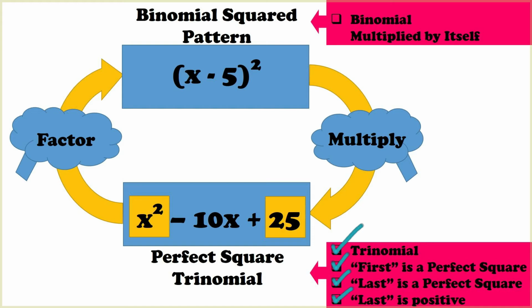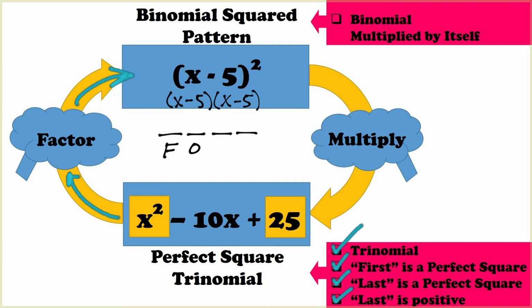It's positive 25. So if we want to factor this perfect square trinomial, we follow the path this way, and our answer will be x minus 5 times x minus 5, or x minus 5 squared. So we're going to check this by foiling. So that's x minus 5 multiplied times x minus 5. And we're going to look at our first, outers, inners, and lasts.